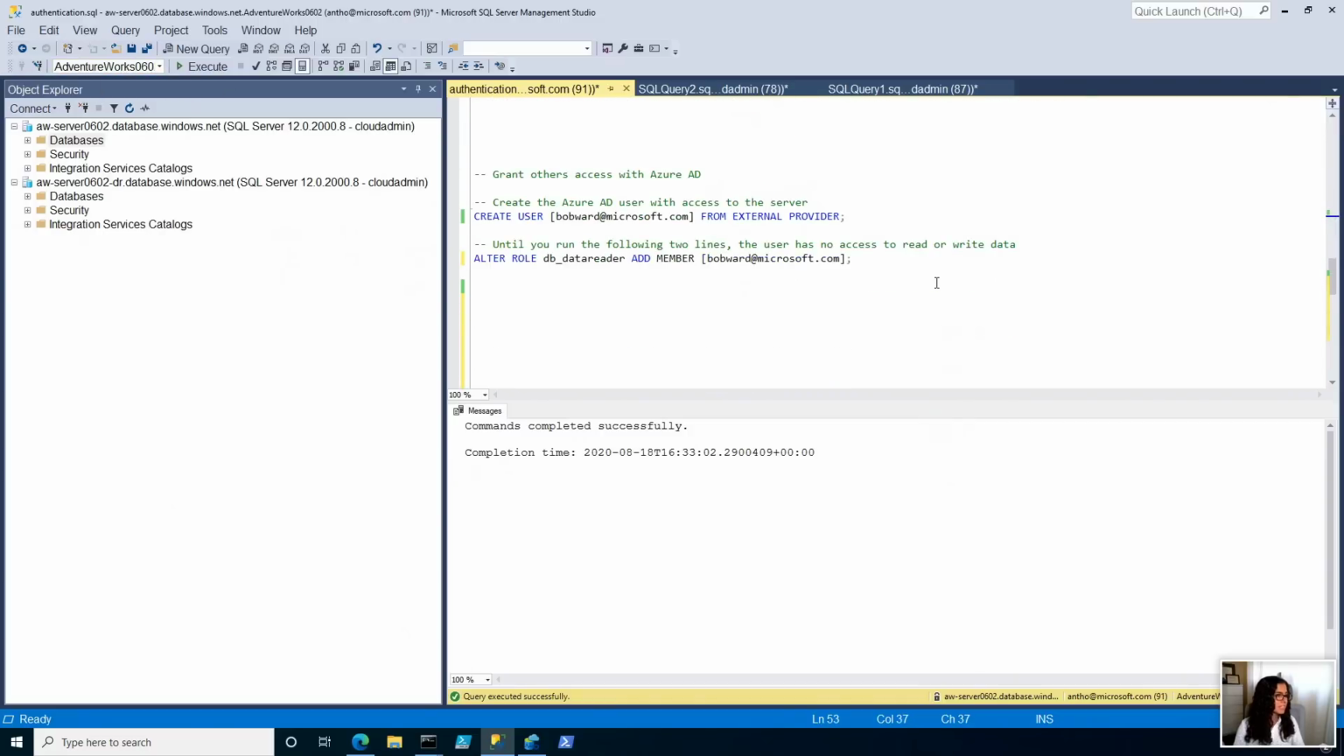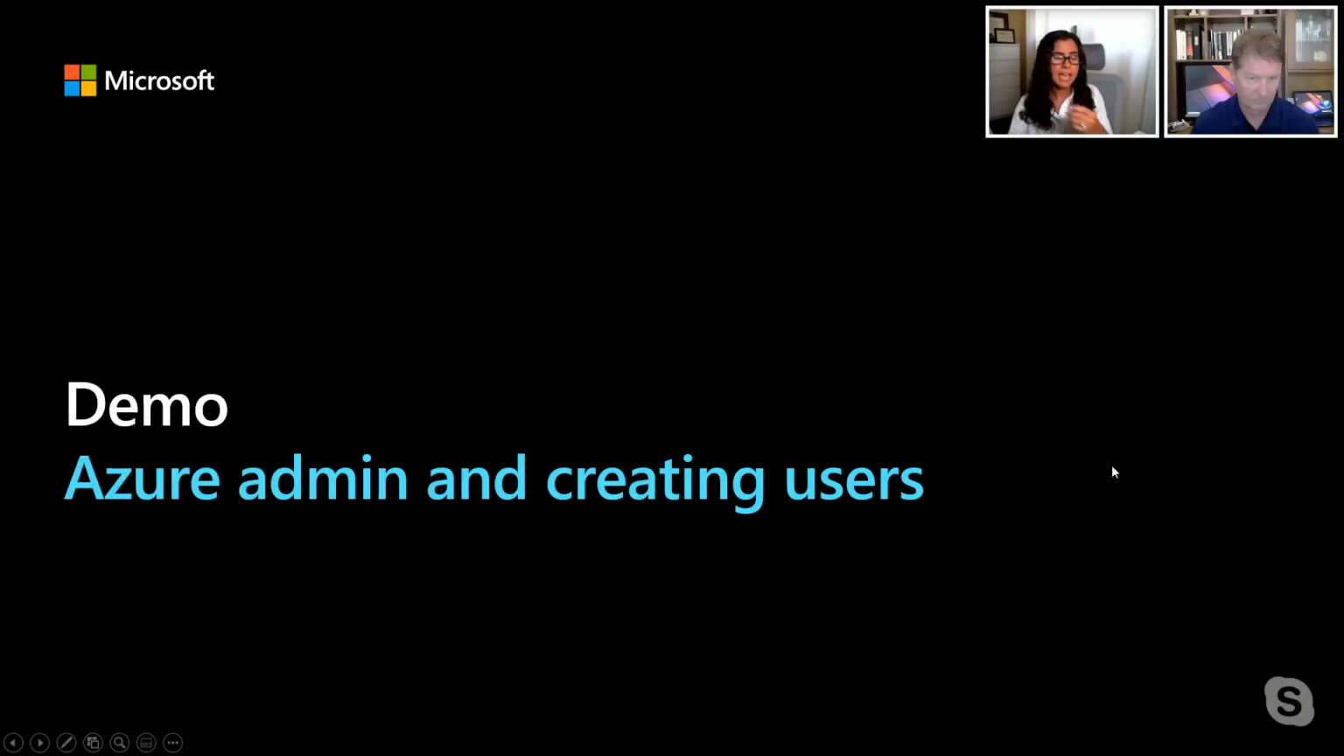And finally, this is something a bit different from what you might see on-prem: if you want to create other Azure Active Directory users, you use this new syntax called from external provider. I can run that to give Bob access from his Azure Active Directory account. Similar to before, he still won't have access to read or write data until I give him that access as well. So this is a really simple example just to show you how it's mostly just SQL, but a few things do become slightly different. And this is one that you can also find on our GitHub page.